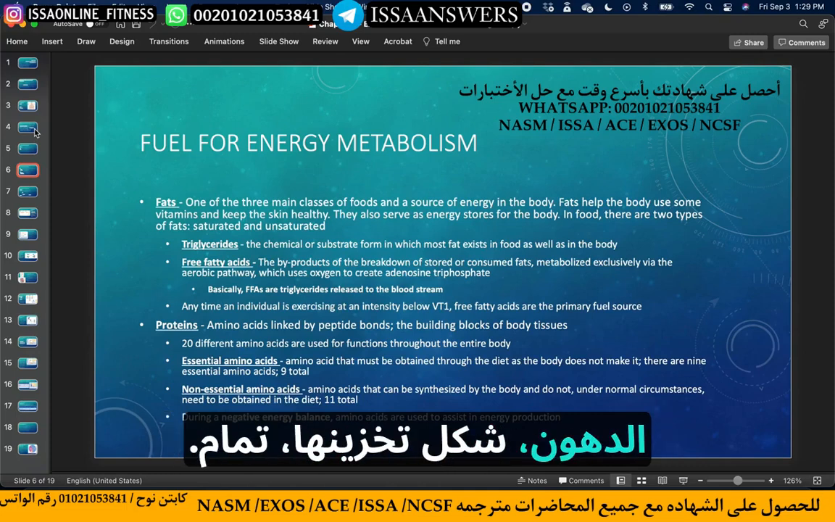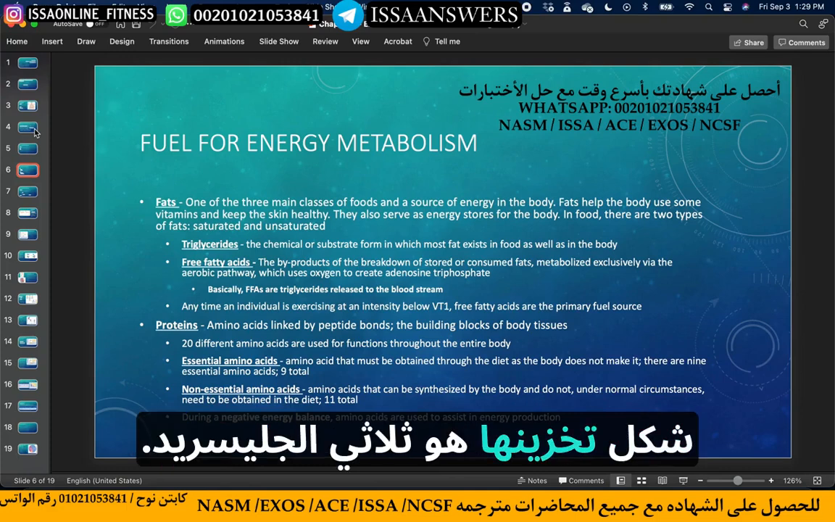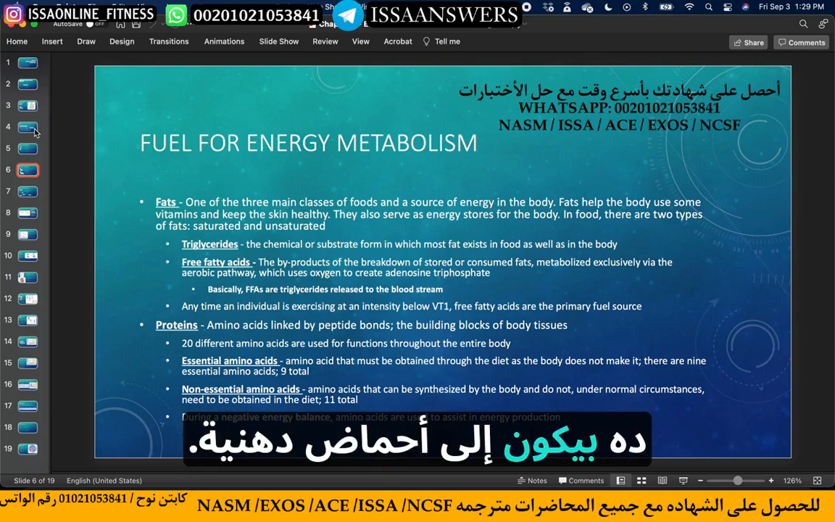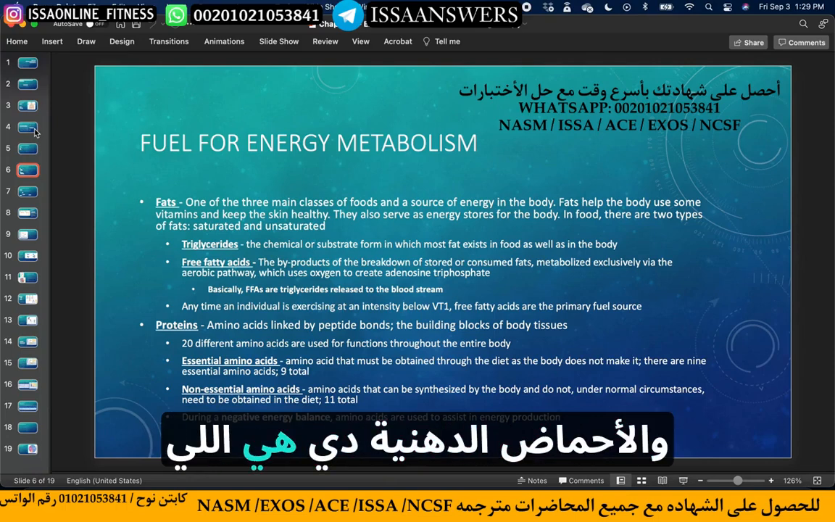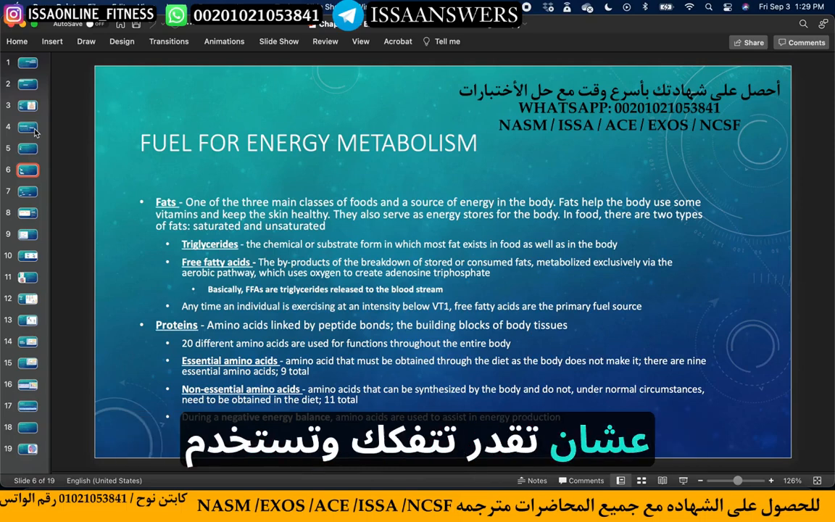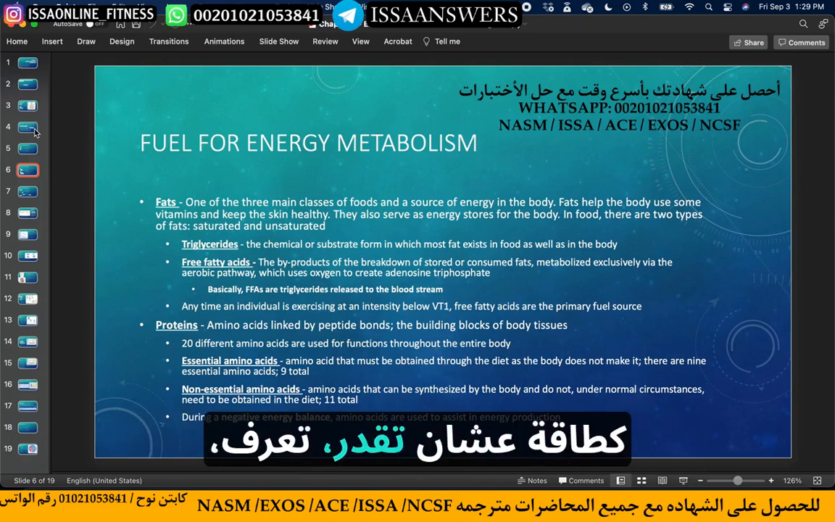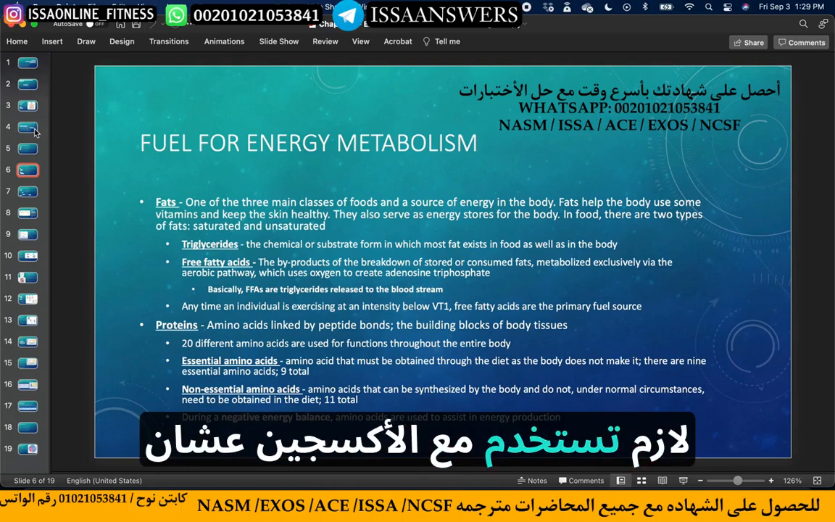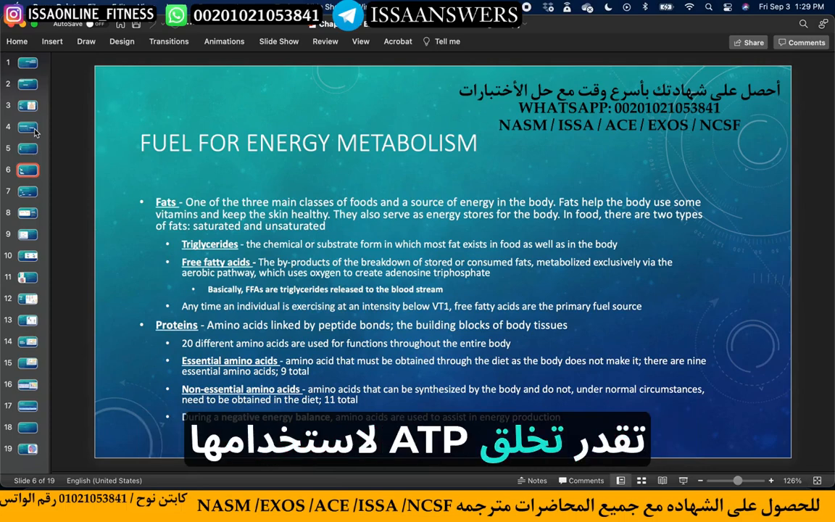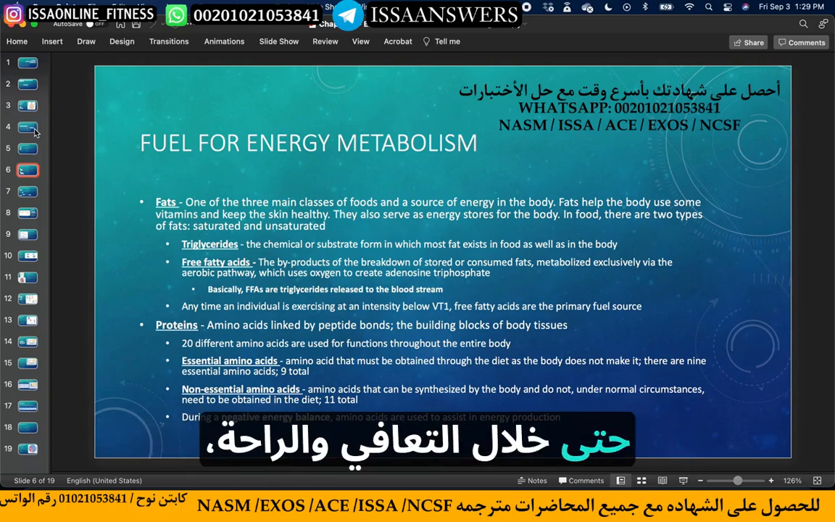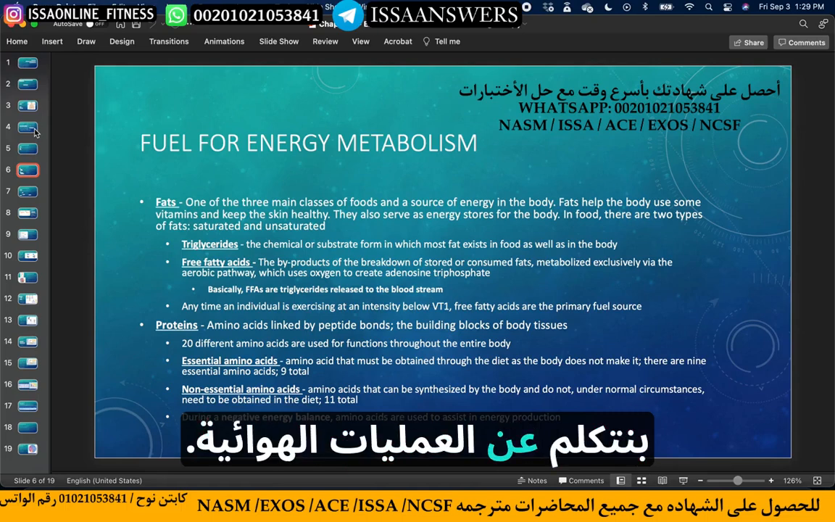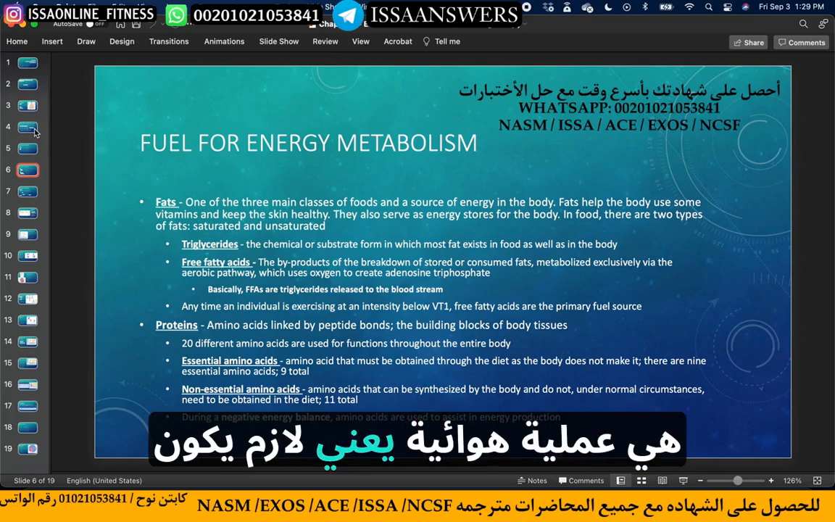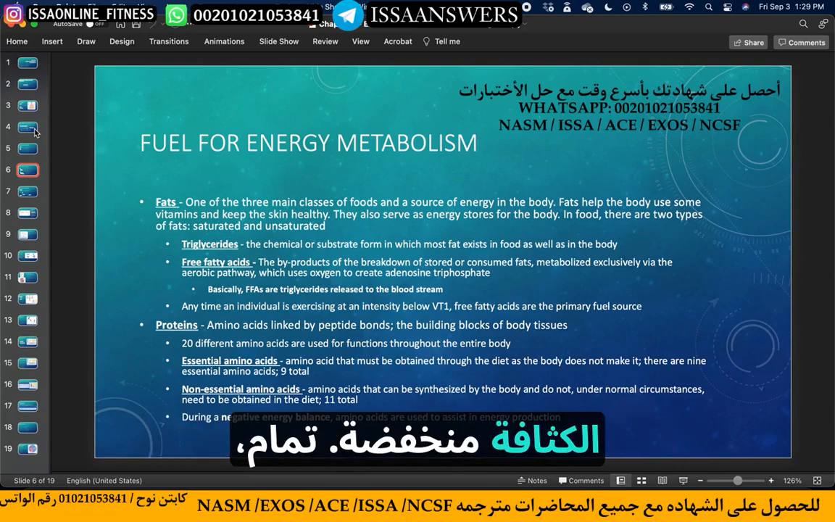Like I said before, fats are coming up next. Fat's storage form is triglycerides. The breakdown of those triglycerides is into fatty acids, and those fatty acids need to be released into the bloodstream to be broken down so that they can be used as energy. Anytime you have fat, it must be used with oxygen to create ATP aerobically. So even during recovery and rest, we're talking about aerobic processes. Rest and recovery is aerobic, which means oxygen must be present even though it's low intensity.